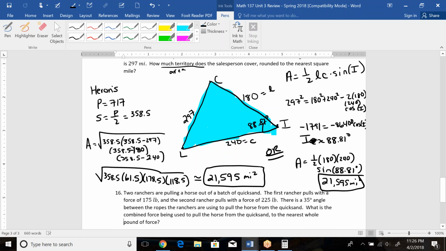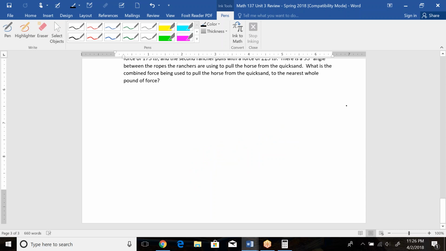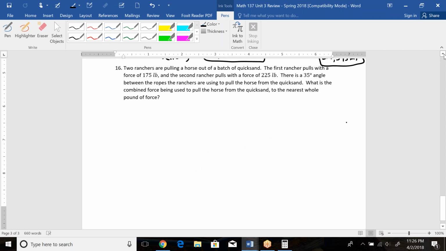All right, our final example is about vectors and a force. It says two ranchers are pulling a horse out of a patch of quicksand. That's a unique situation. The first rancher pulls with a force of 175 pounds, and the second rancher pulls with a force of 225 pounds.